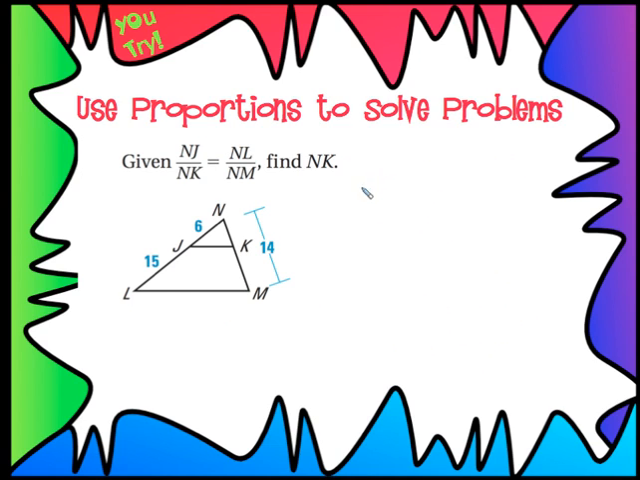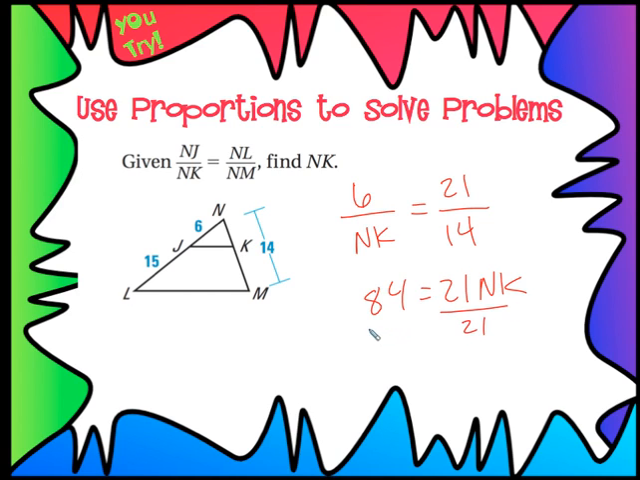This is one for you to try on your own as well. 6 over, we don't know NK. NL is 6 plus 15, that's 21. And NN is 14. So 14 times 6 is 84. That equals 21 times NK. And if you divide both sides by 21, you'll get 4 for NK.